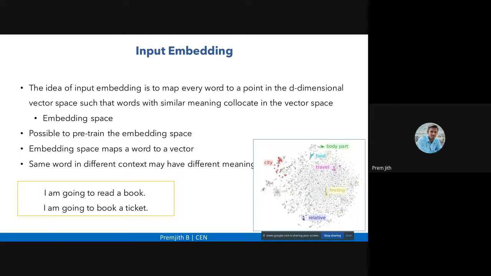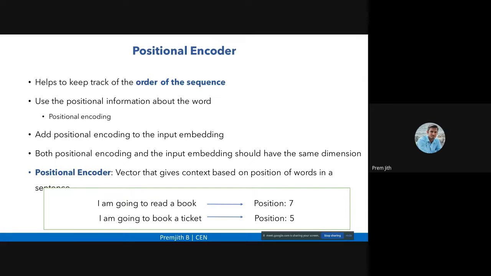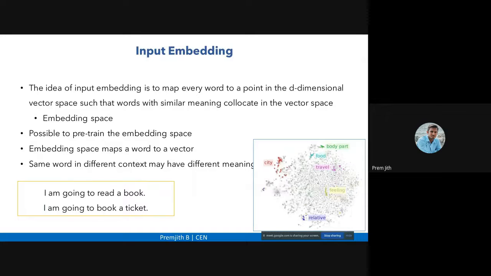But using BERT embedding, you can actually generate different vectors for different senses. In this example, book has two different meanings. Even though book is the same word used in two different sentences, it can have two different vector representations, or embeddings, using BERT. So this is all about input embedding, and how different vectors can be generated for one single word based on its context.